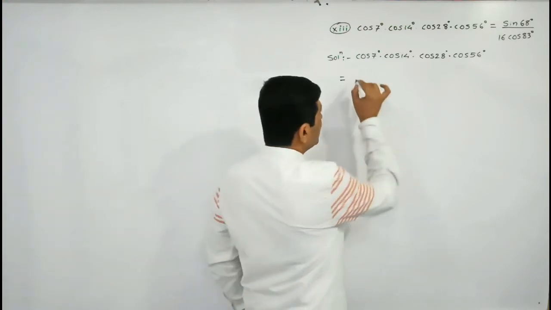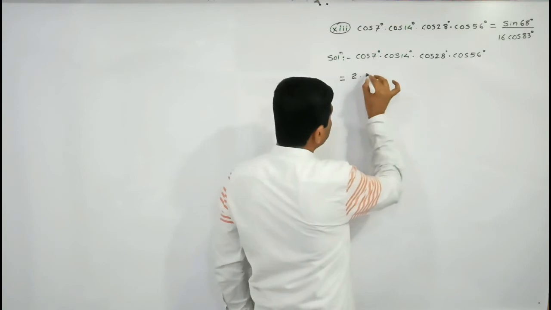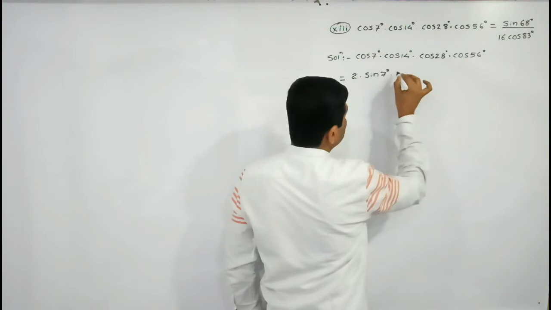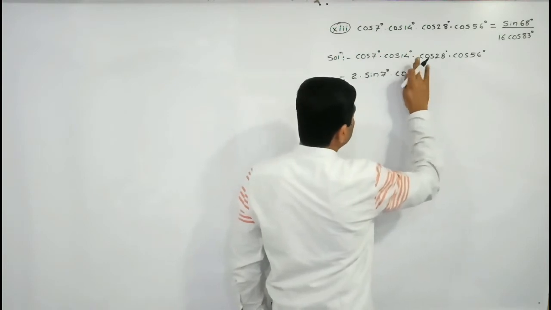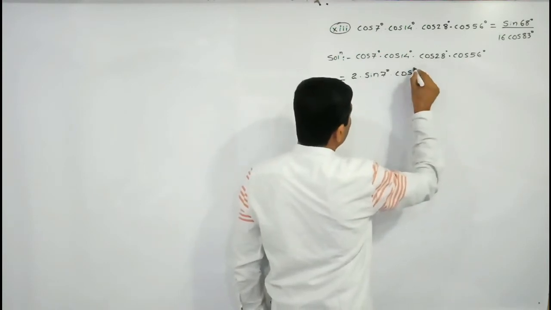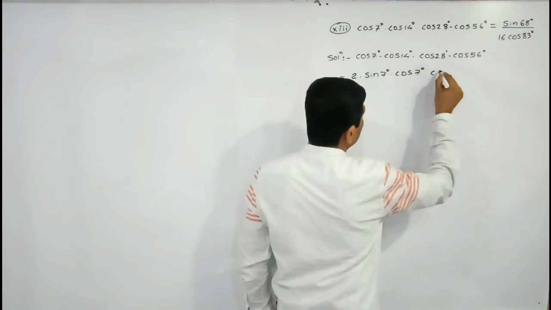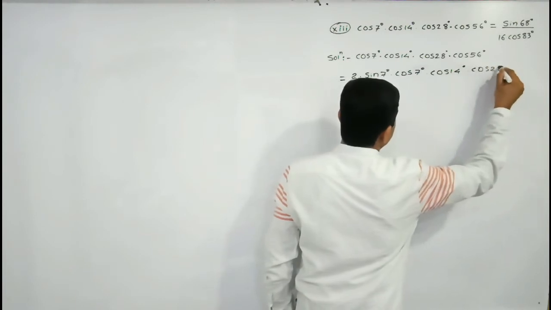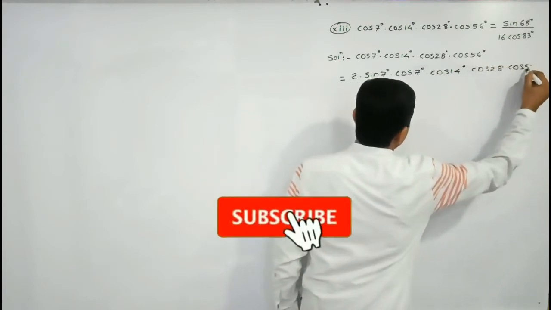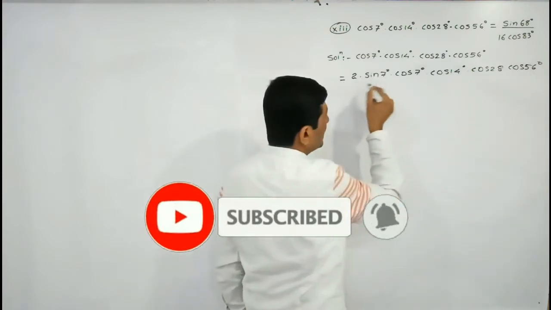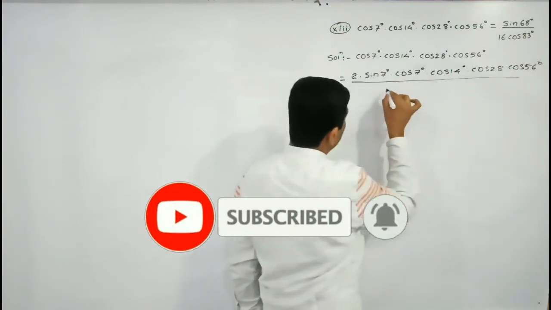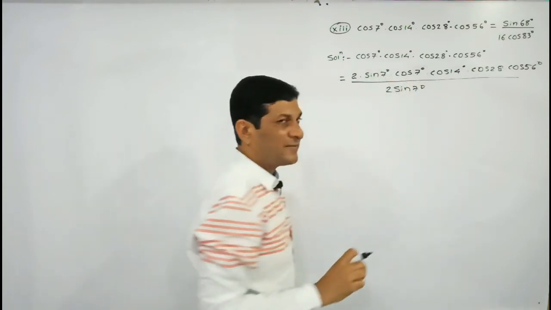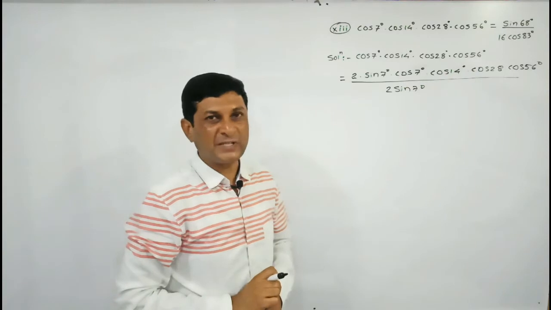Just simply I am multiplying the numerator by 2 sin 7 degrees. Keep the remaining terms as they are: cos 7 degrees into cos 14 degrees into cos 28 degrees into cos 56 degrees. Since I am multiplying, that's why I am dividing by what? 2 sin 7 degrees. I am multiplying by 2 sin 7 degrees, that's why I am dividing by 2 sin 7 degrees.